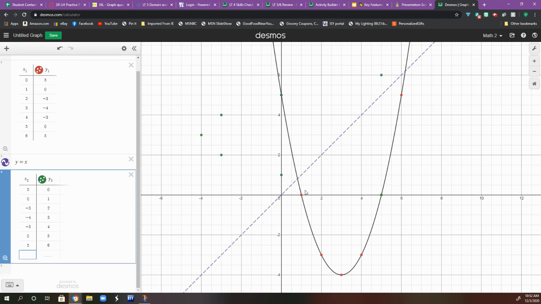All my points are complete. All my red points got reflected completely over this purple dashed line and created the green points. And that is how you graph your inverse.